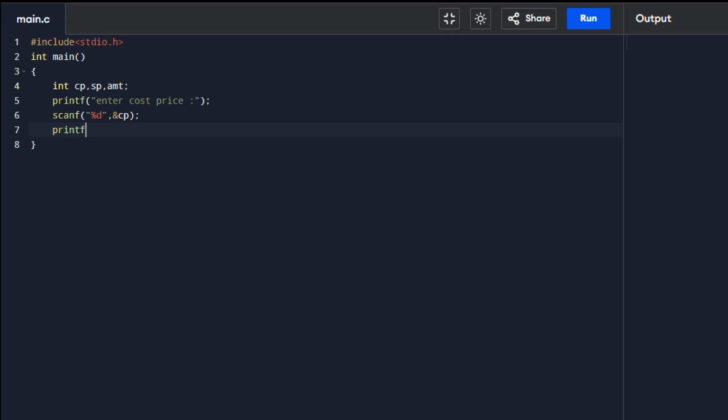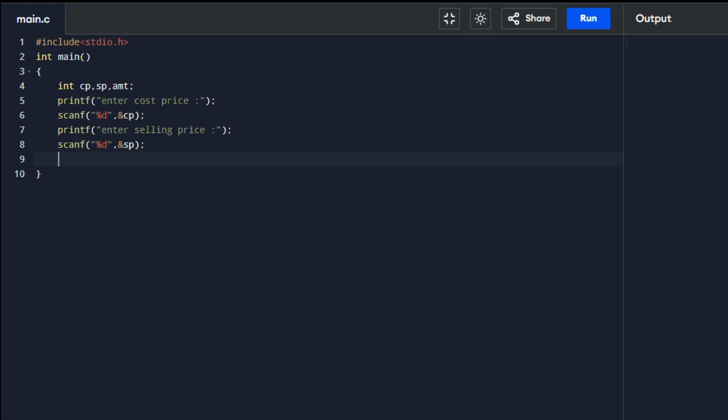Printf enter selling price. Scanf percent d, comma, ampersand selling price, that is SP. After the computer recognizes the values, it has to store them at the address. Then the computer checks for the profit or loss.